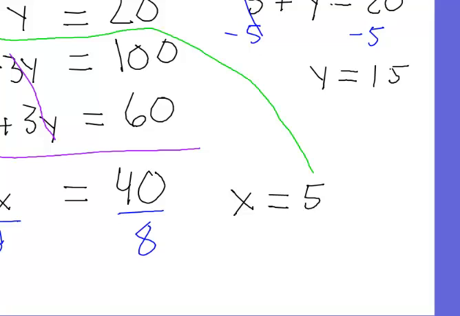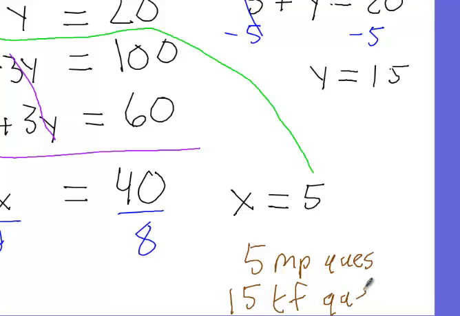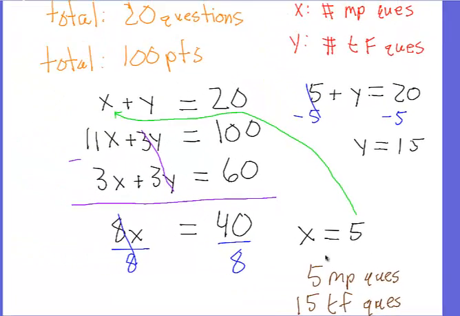All right, and this is going to give us a grand total, okay? Make sure you actually label your answers. We know x is 5, and x is multiple choice questions, so there's 5 multiple choice questions. And we know that y is 15, so there's 15 true and false questions. Okay? And that would be our final answer.